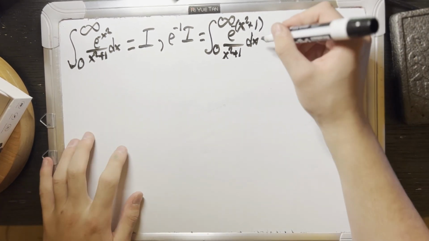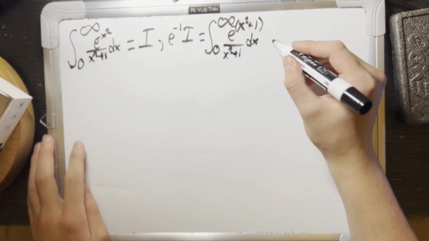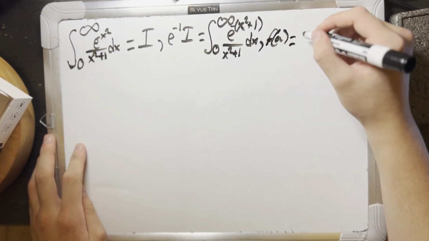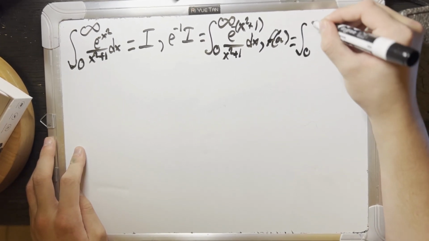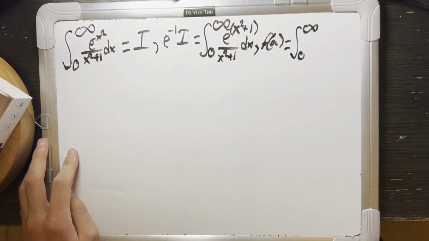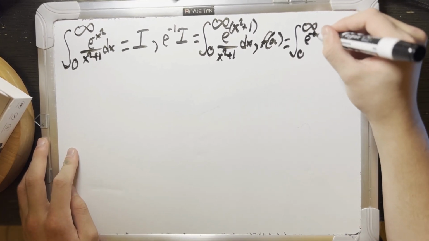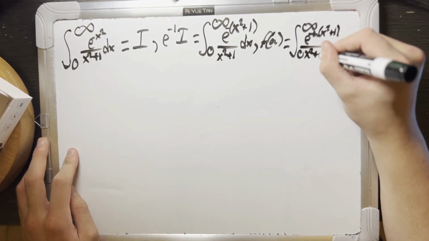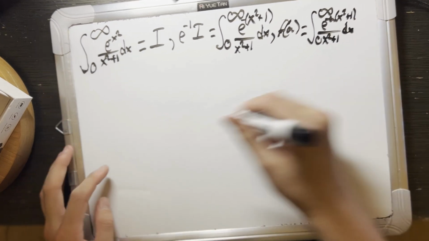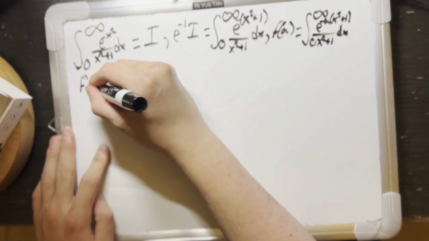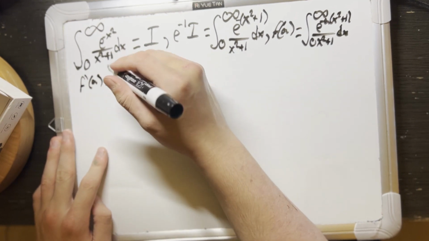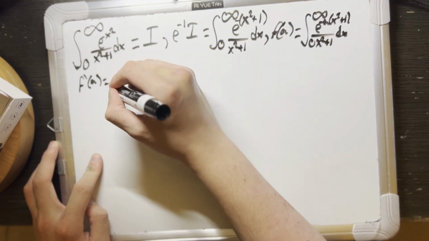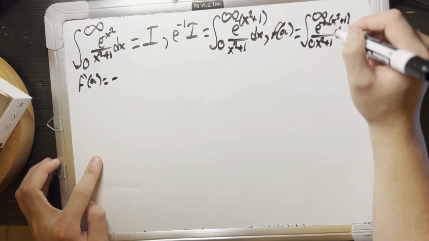So we're going to let a new function f of a equal the integral from 0 to infinity of e to the minus a times x squared plus 1, over x squared plus 1, dx. Right, now differentiate both sides of the equation with respect to a. We get f prime of a equals, minus, x squared plus 1 cancels out with the denominator, so that's nice.